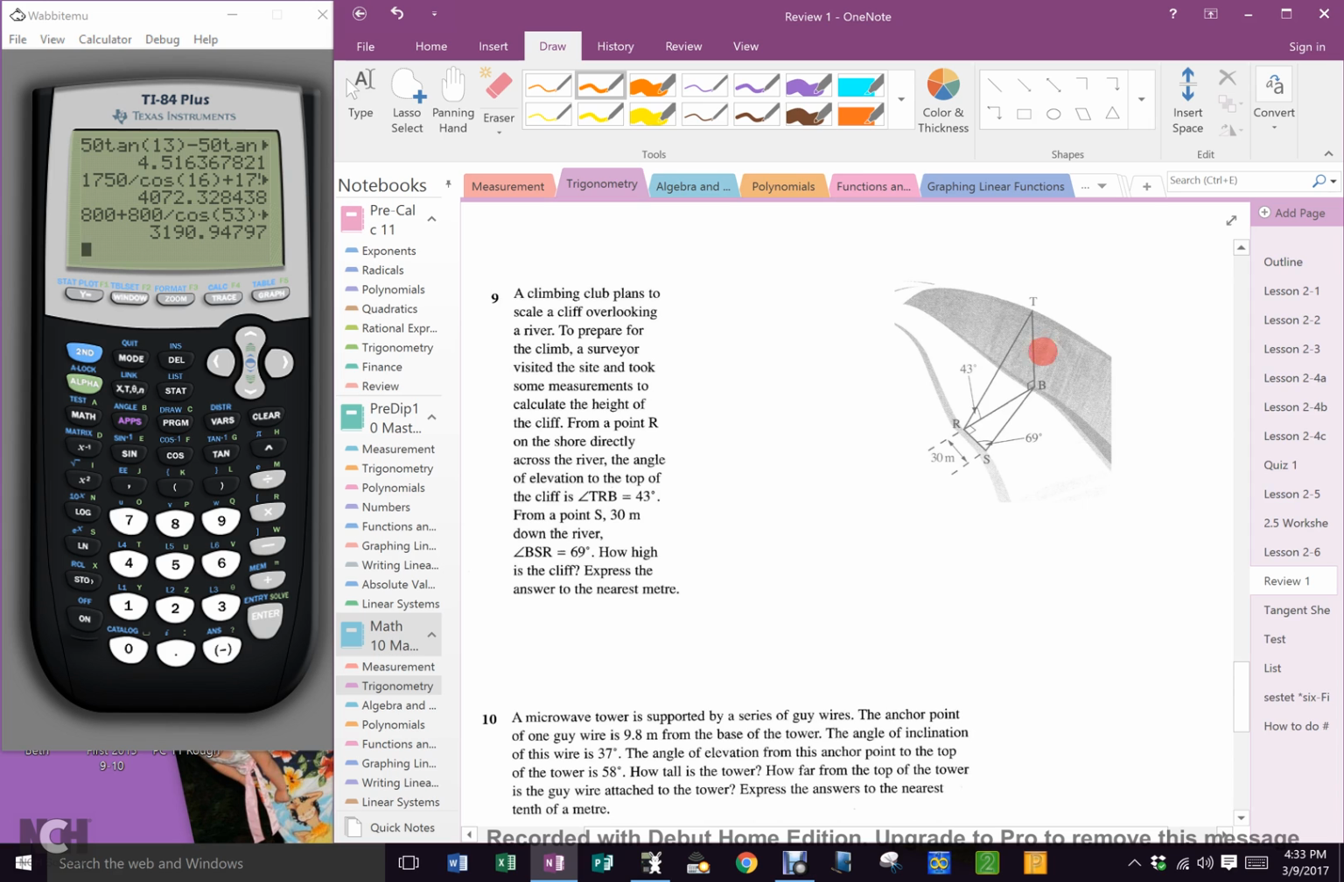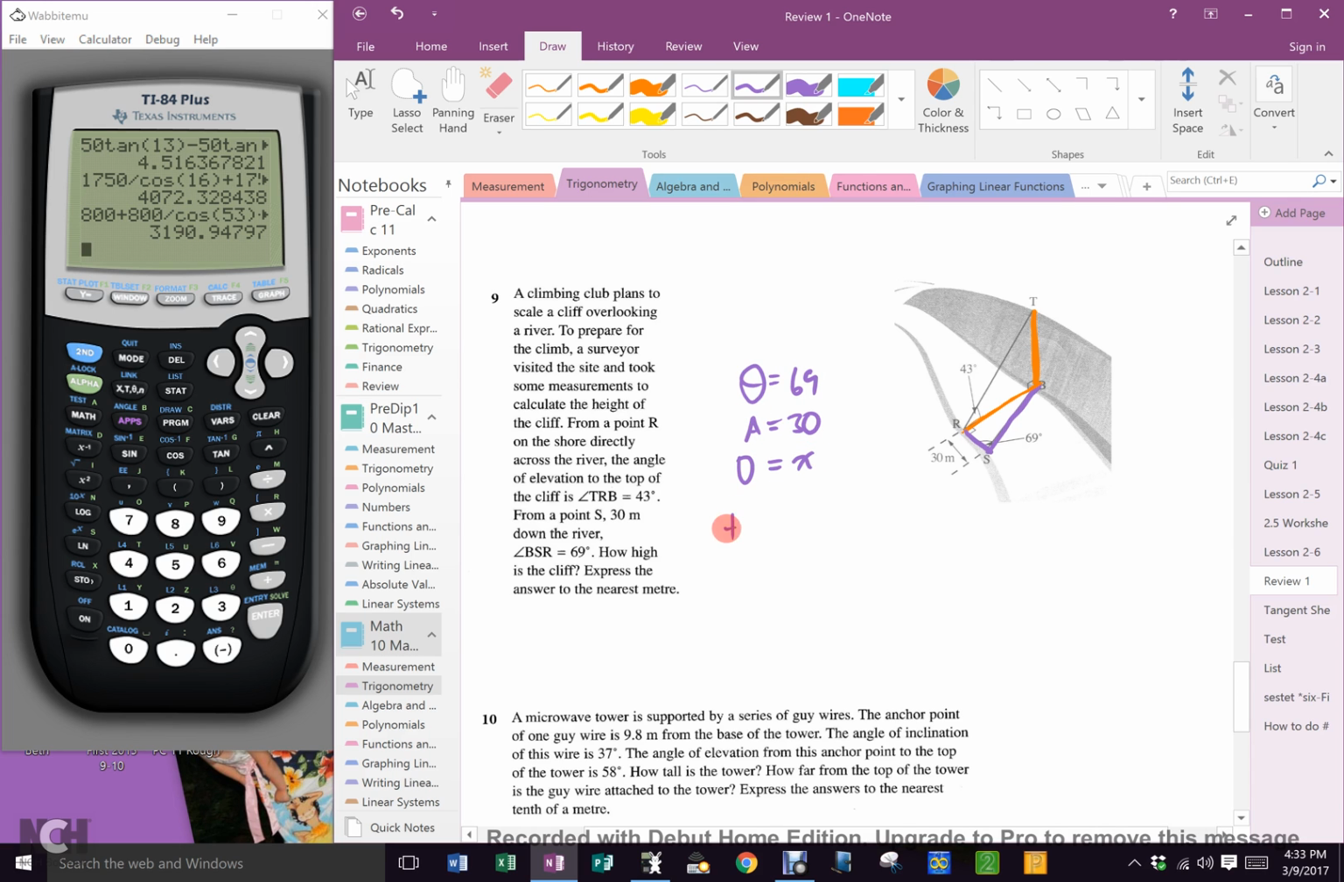Okay, a climbing club plans to climb a cliff. There's the cliff. That's what they want to climb. So I need to know some information about that. I know this is 43, but I need two pieces of information. So I'm going to need this piece right here. But that piece right there, I can only find by using the purple triangle. The purple triangle has a theta of 69, an adjacent of 30, and I need the opposite.